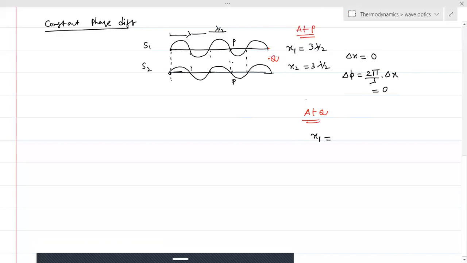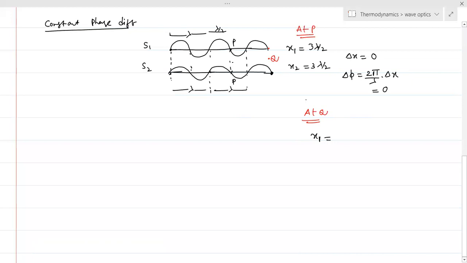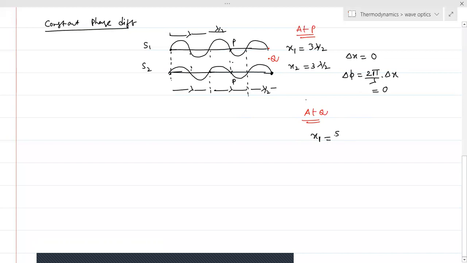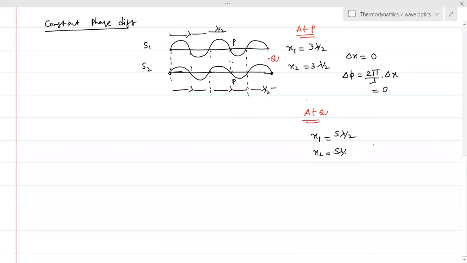X1 is equal to, right now if we calculate, so we know that this is lambda and this is another lambda, this is another lambda, and this is another lambda by 2. So that is 2 lambda plus lambda by 2, means 5 lambda by 2. And x2 is again 5 lambda by 2. So therefore the path difference is equal to 0 and phase difference is equivalent to 0. So that means anywhere you can observe, these two waves maintain a constant phase difference of 0.